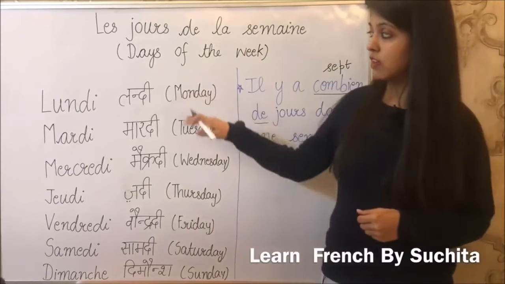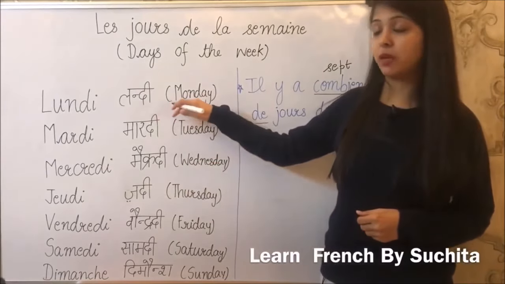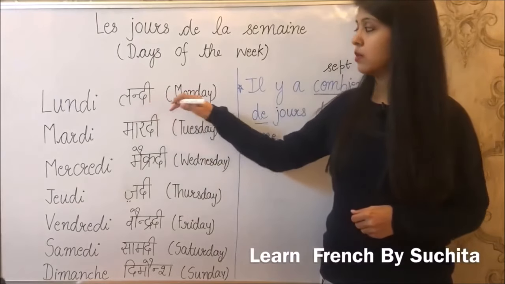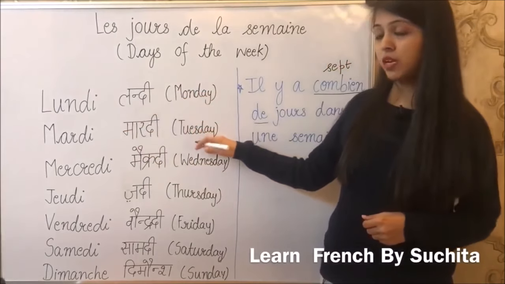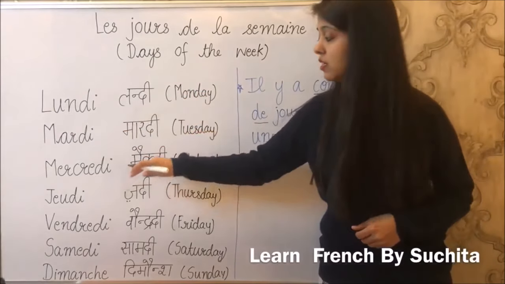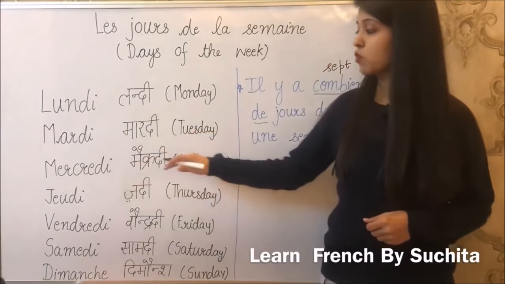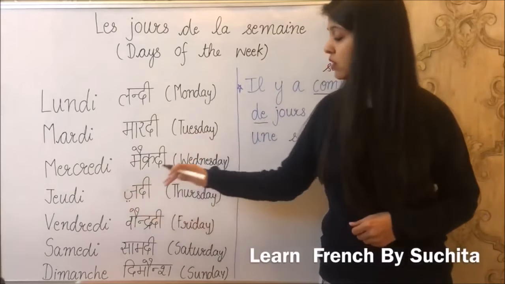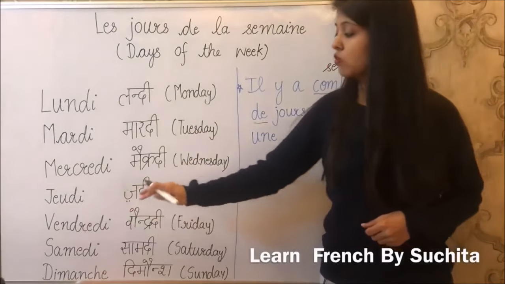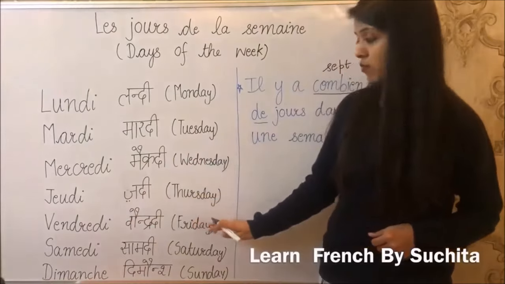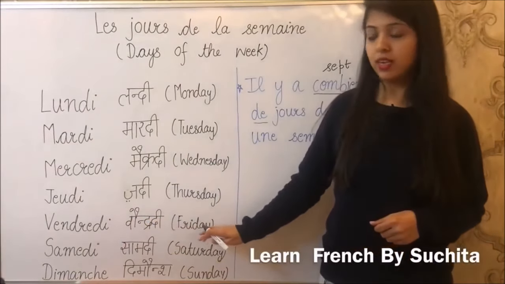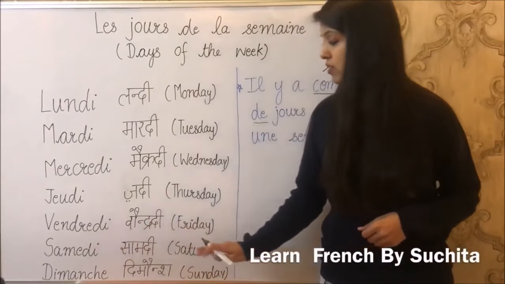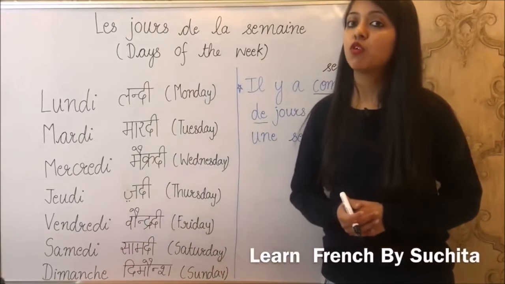Okay, so we'll start the 7 days of the week by Monday. Lundi, Monday. Mardi, Tuesday. Mercredi, Wednesday. Jeudi, Thursday. Vendredi, Friday. Samedi, Saturday. Dimanche, Sunday. On les répète encore une fois.